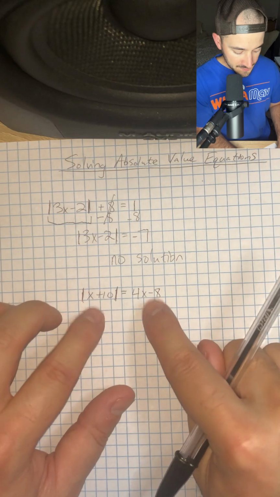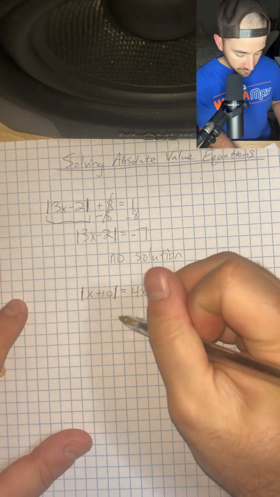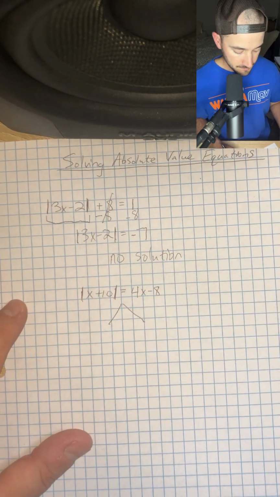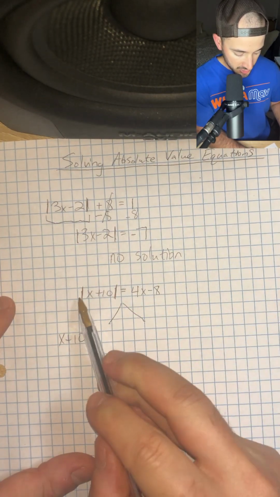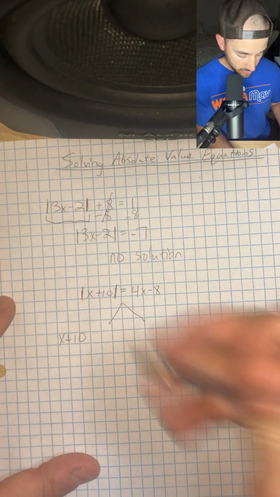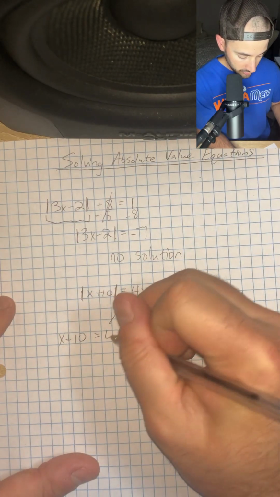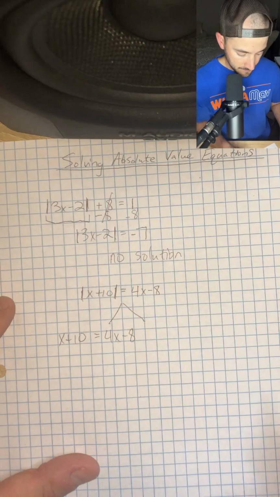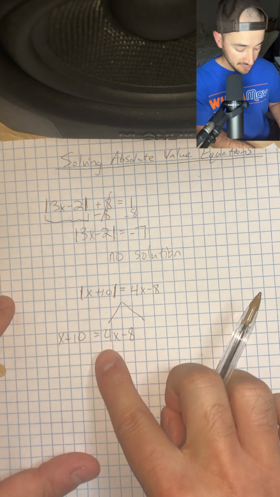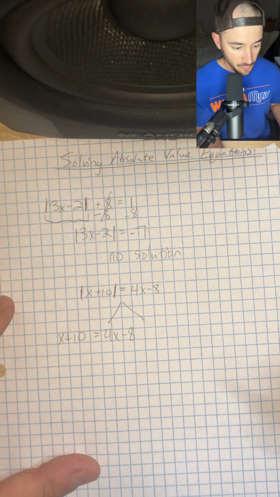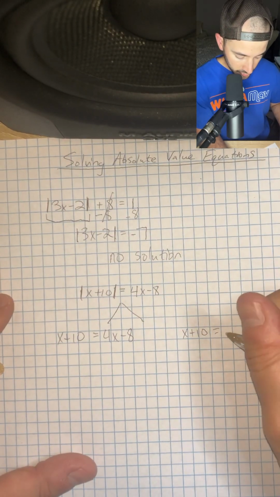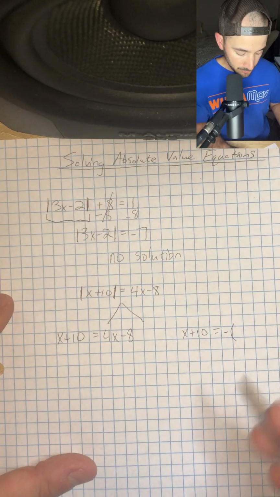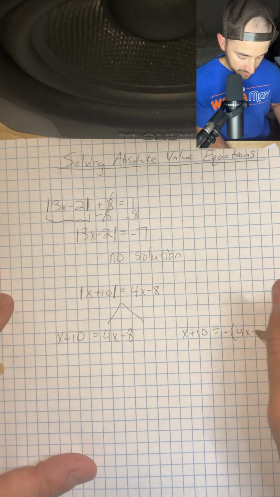Once we get it to this part, we're going to write two different versions of our equation. First we're going to write x plus 10, so we're not worried about the absolute value anymore, is equal to 4x minus 8. We're going to end up solving that for x. And then over here, our second equation is going to be x plus 10 is equal to negative, and I'm going to put it in parentheses, 4x minus 8.